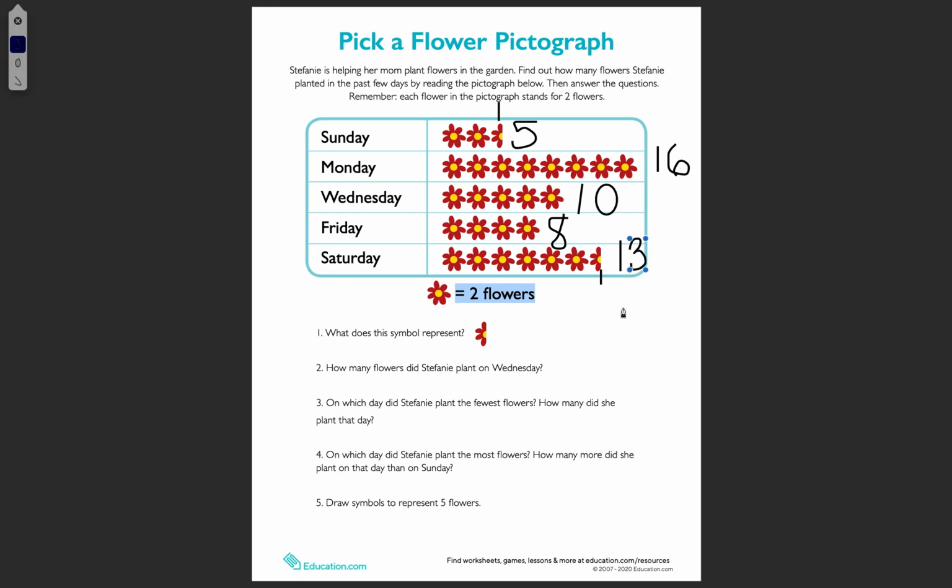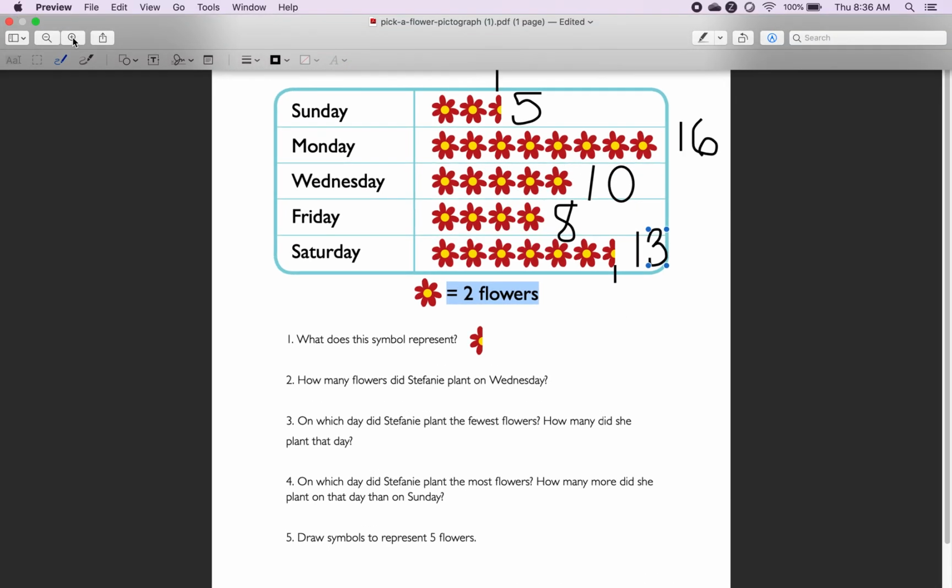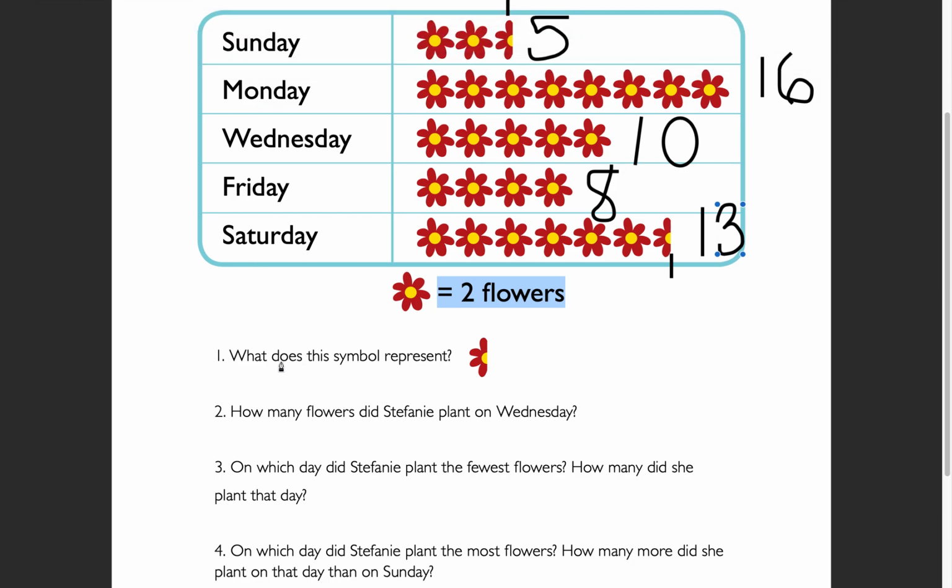All right, now we can answer the questions. Let me see if I can zoom in on the questions a little bit. What does this symbol mean? Half a flower. We know this. We've already done it twice. What does that half a flower mean? It means one flower. Very good.